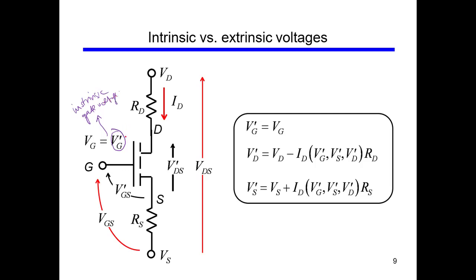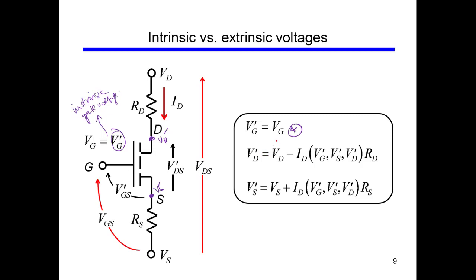So all the primes are intrinsic gate voltages. For example, VG prime means intrinsic gate voltage, VD prime means intrinsic drain voltage, VS prime means intrinsic source voltage. So VS prime is the voltage here, VD prime is the voltage here. Okay. So in case of a gate, it's simple that there is no resistance.